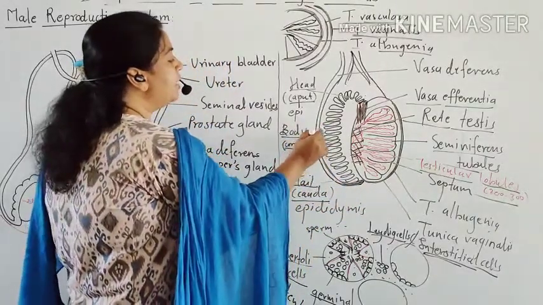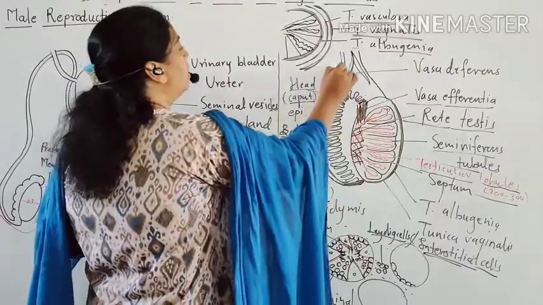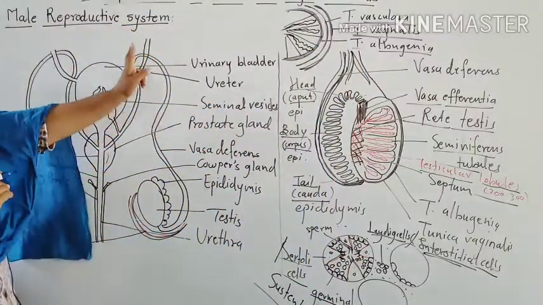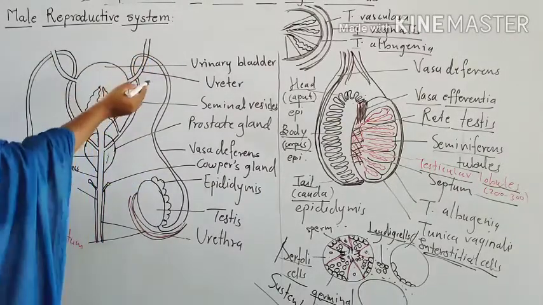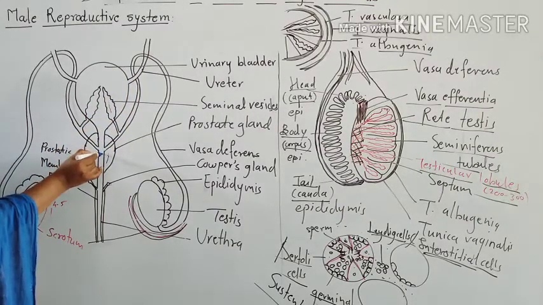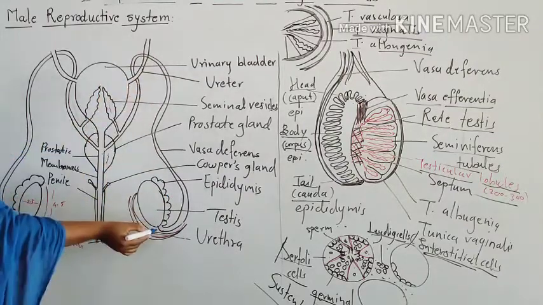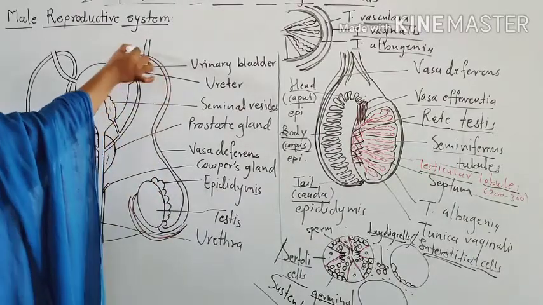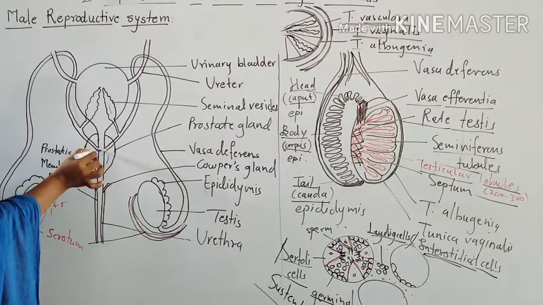This vasa deferens from the cauda epididymis runs through the spermatic cord up into the abdomen through the inguinal canal, loops over the ureter and opens into the urethra. It is about 40 centimeters long. From the epididymis it goes into the abdomen, then loops over the ureter and opens into the urethra.